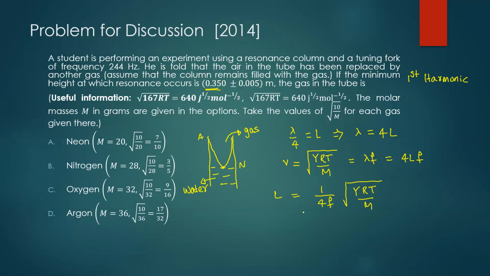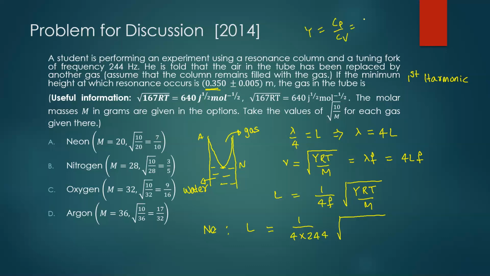Now suppose I, let's say, try to get the length of the gas column assuming that it is filled with neon. Okay, so that's an assumption. If I'm assuming that it is filled with neon, the length will be 1 by 4 into 244 into square root of, okay, so neon is a monoatomic gas. Gamma for monoatomic gases is 1.67, right? I think you know that, right? Gamma is Cp by Cv.